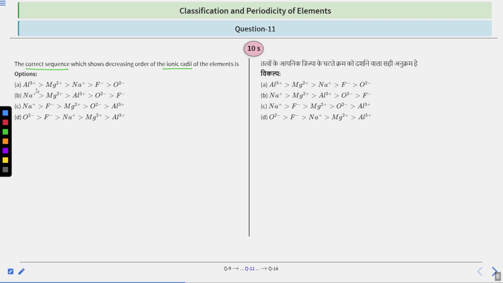So the options are: the highest ionic radii is for aluminium 3 positive, then Mg2 positive, then sodium positive, then fluorine negative, then oxygen 2 negative. Or sodium positive, then magnesium 2 positive, then aluminium 3 positive, then oxygen 2 negative, then fluorine negative. Or sodium positive, then fluorine negative, then magnesium 2 positive, then oxygen 2 negative, then aluminium 3 positive. Or oxygen 2 negative, then fluorine negative, then sodium positive, then magnesium 2 positive, then aluminium 3 positive. So you have to choose the correct sequence of the ionic radii from the options. You have 10 seconds to solve this question. After that, we will see the correct answer.